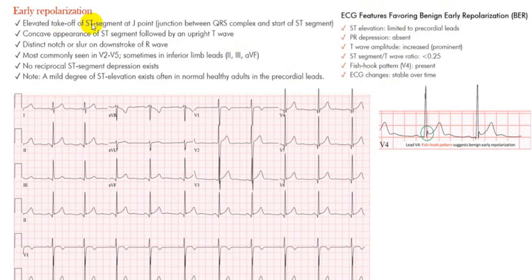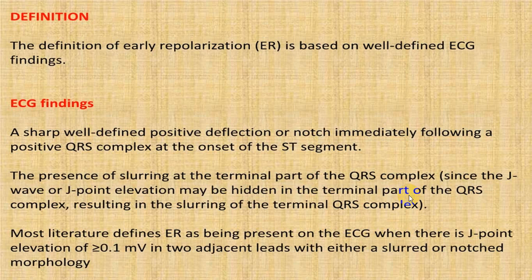If you label it only as an early repolarization, the ST segment is elevated right from the J point, it is concave, there is a notch or a slurred ST segment, commonly seen in V2 to V5, and may be seen in lead 2, lead 3, AVF. There are no reciprocal changes in the ST segment in other leads, and ST elevation is less than 2 millimeter. Then we call that early repolarization, and if you want to label it as benign, you have to have all these characteristics.